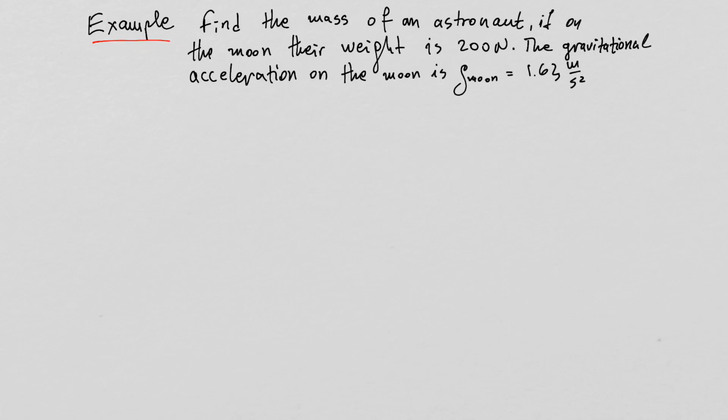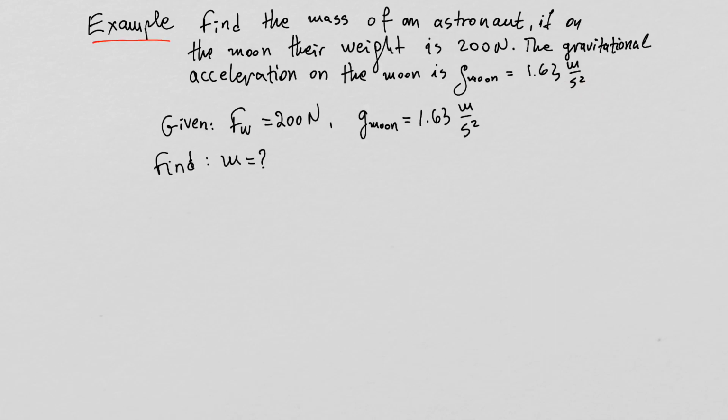So here's the next example. Find the mass of an astronaut if on the moon their weight is 200 newtons. And the gravitational acceleration on the moon is g moon equal to 1.63 meters per second squared. So we know the weight of the astronaut, which is 200 newtons on the moon. We know the gravitational acceleration on the moon, 1.63 meters per second squared. We are looking for the mass of this astronaut.